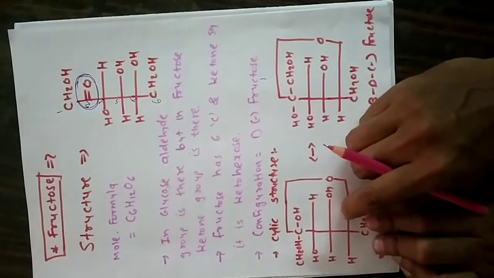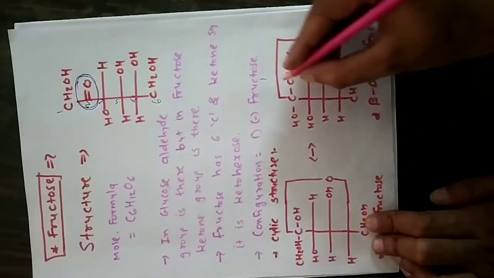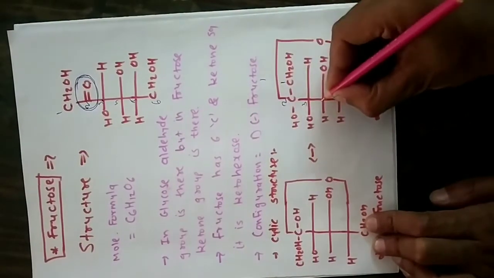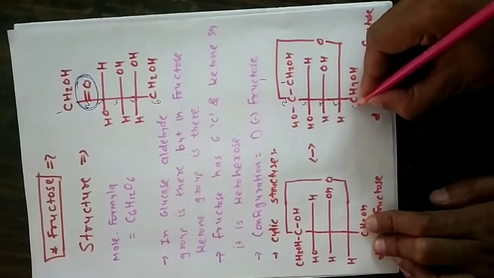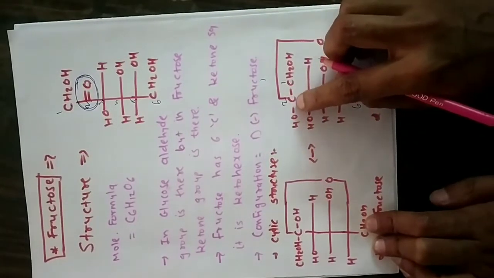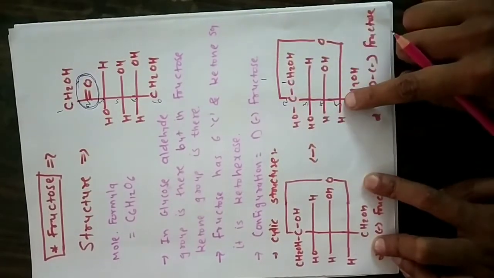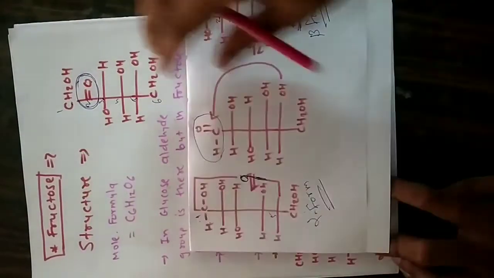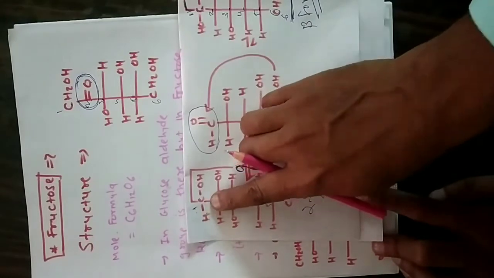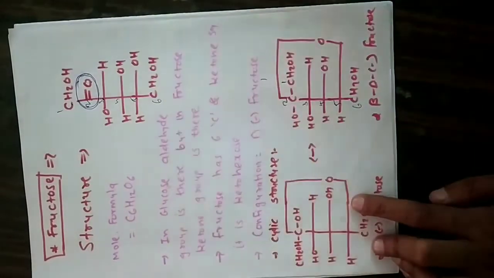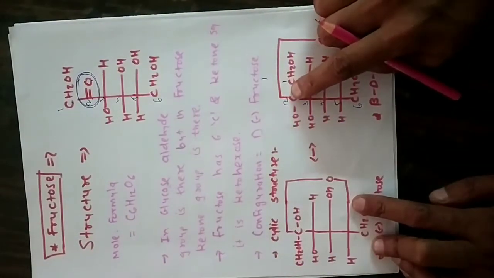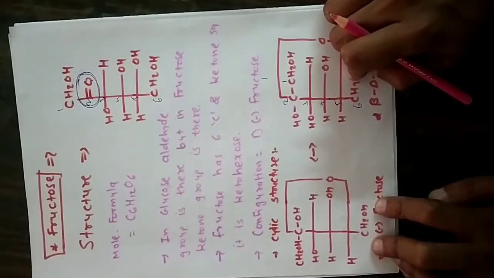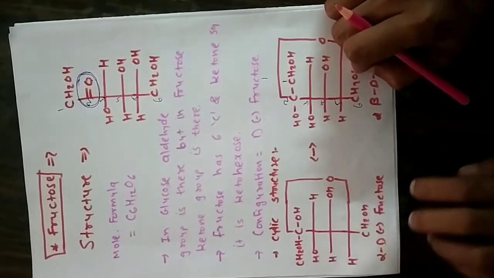Also you can notice here, if I number the carbons, there is an ether linkage on carbon number 2 and carbon number 5. In glucose, the ether linkage was on carbon number 1 and carbon number 5. Here, the ether linkage is between carbon number 2 and 5. That is also a difference between fructose and glucose.